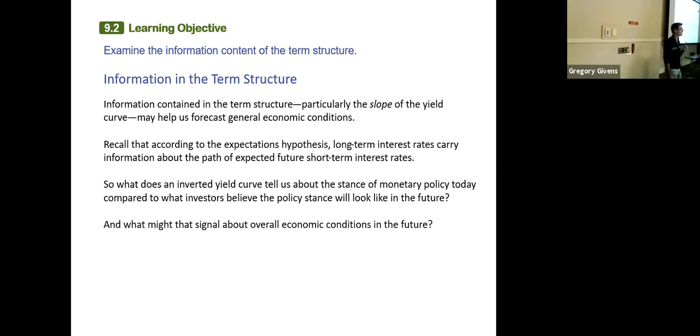Now, let's extend this one more. What might this then signal about the future path of broader economic conditions? So Brian, if you think by looking at the yield curve that the Fed is going to lower interest rates 6 months from now, does that give you any cause for concern? Does that signal to you that maybe the Fed knows something that you don't quite know? Yeah, the Fed normally accommodates, right?